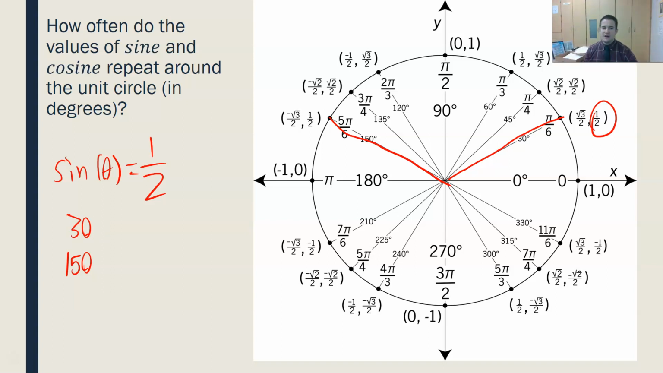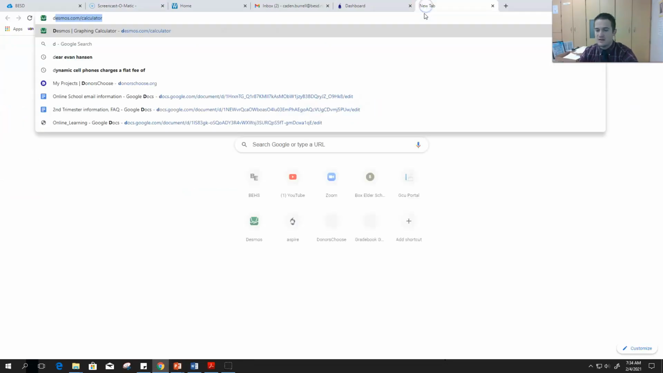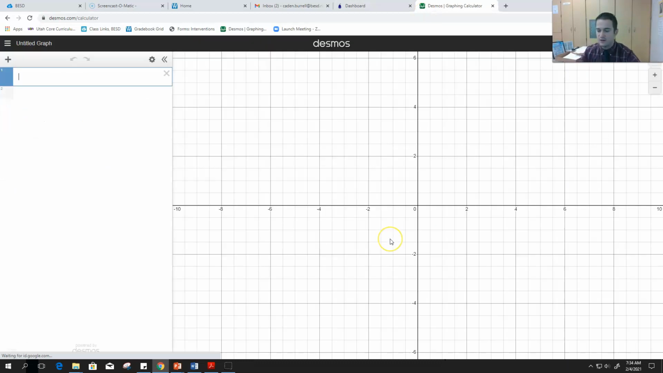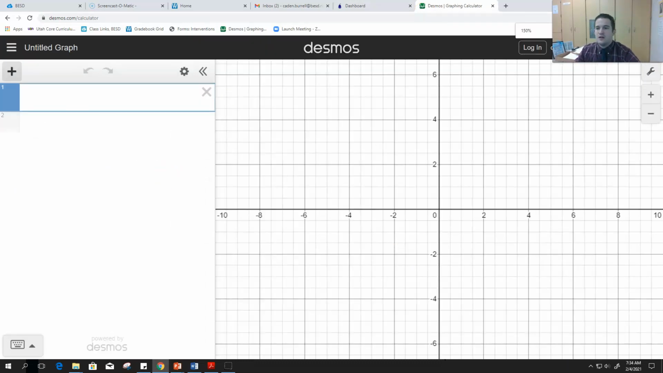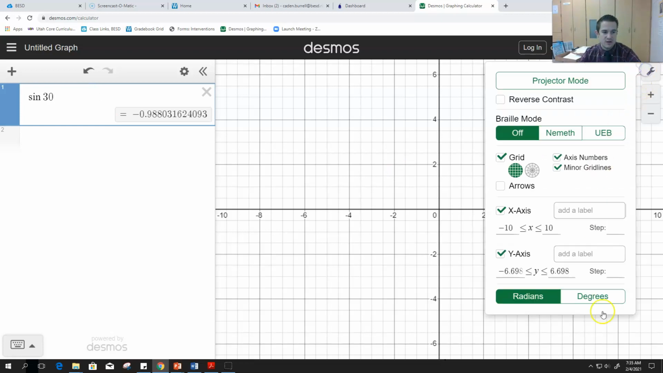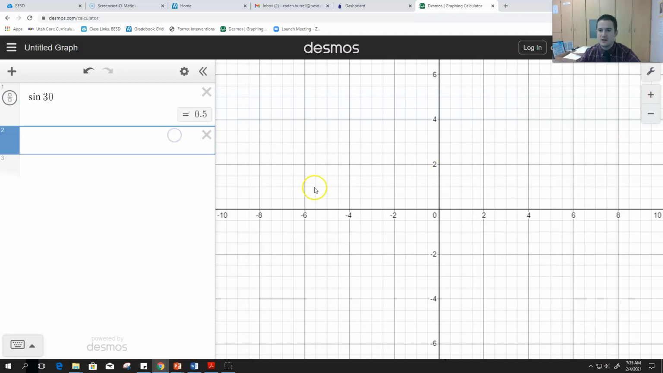If you have a calculator, I want you to practice something. I'm going to pull up my Desmos calculator myself. I'm going to type in sine of 30 degrees, except I'm going to change it to be in degrees instead of radians. So sine of 30 degrees is 0.5.